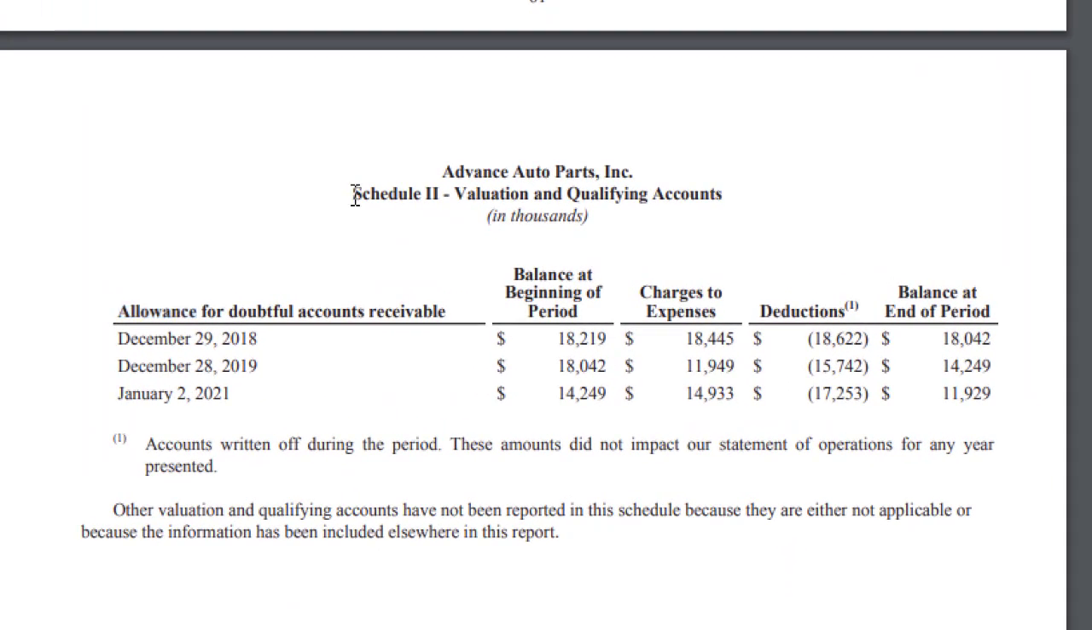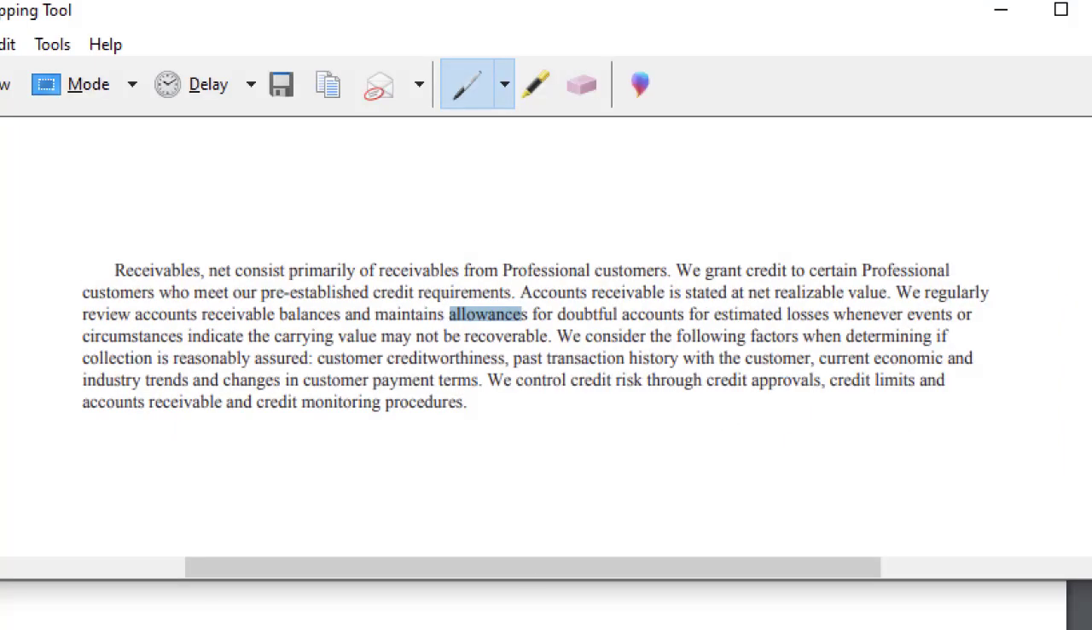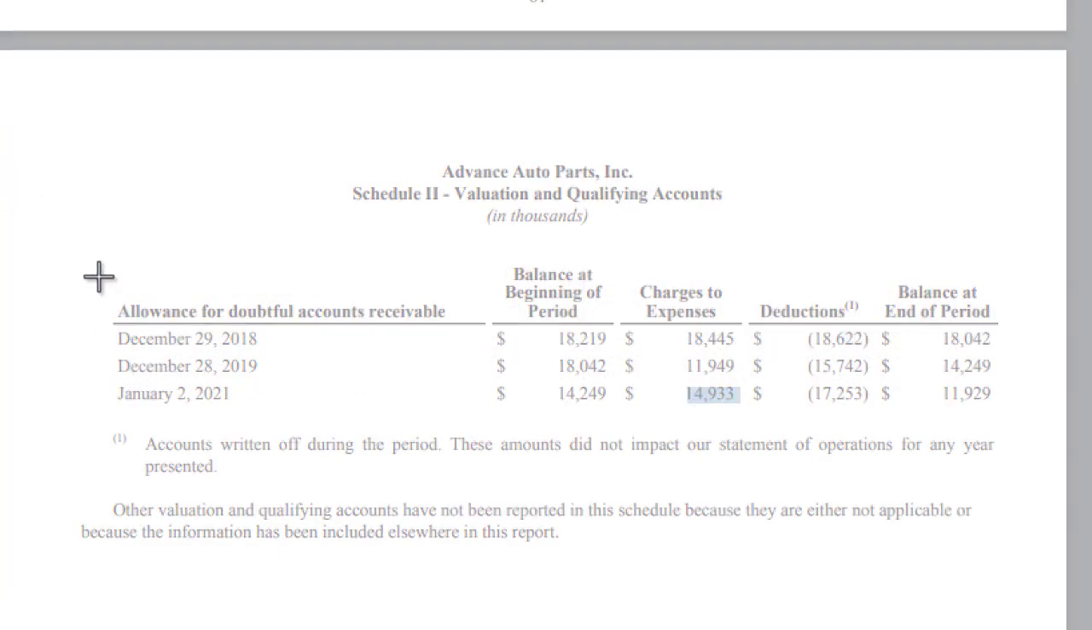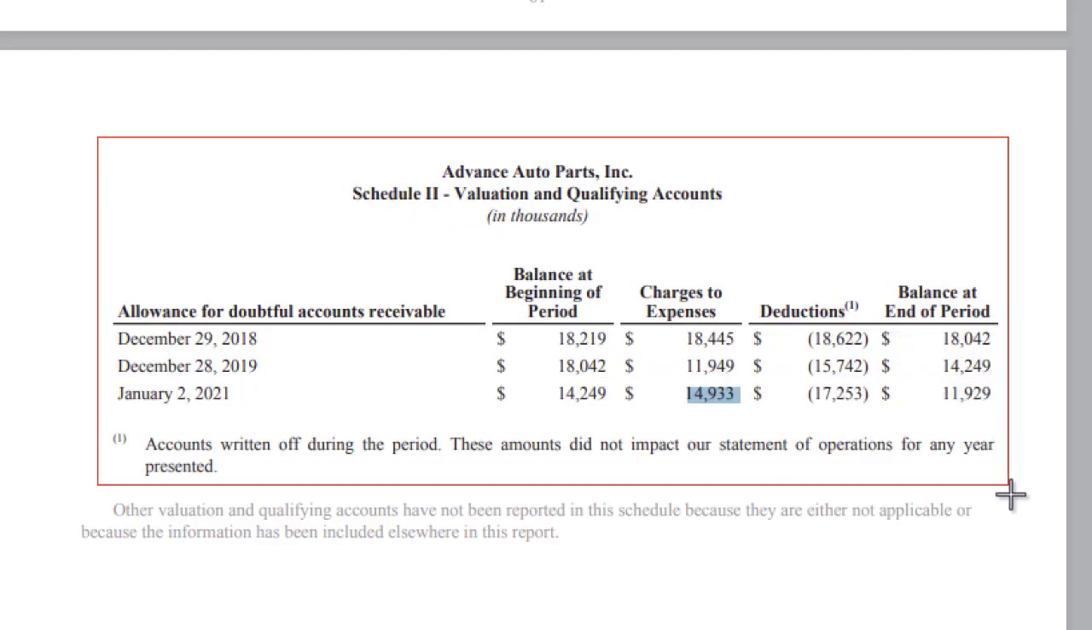So you may have one of these. You might even be able to search for this schedule, valuation and qualifying accounts. Some companies put them in, some don't. So what you're looking at is charges to expenses. You see that right there? That's your bad debt expense. So for this particular year, the bad debt expense was right here, $14,933. I think I'll leave that highlighted. And then I'm going to take a screenshot of this. I'll just take a screenshot of the whole schedule.